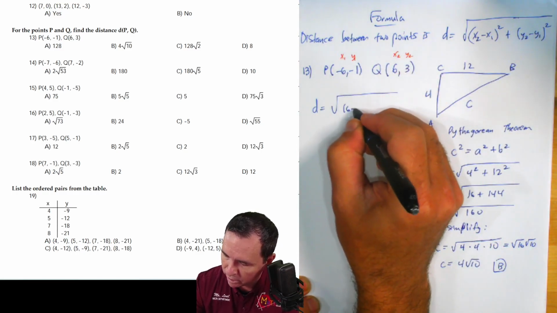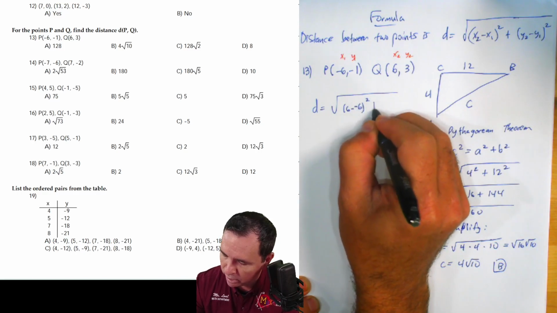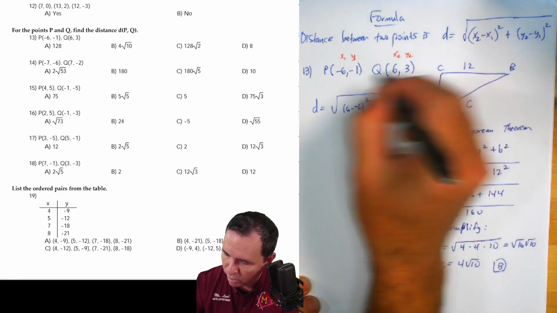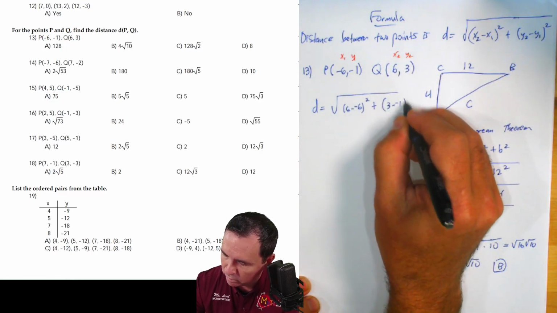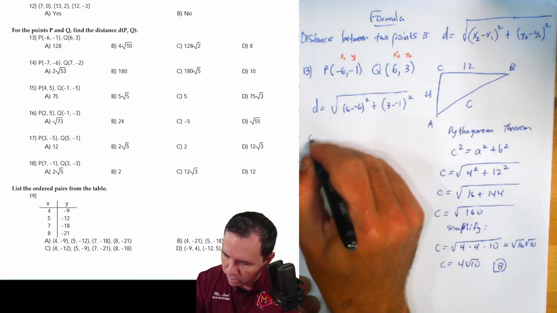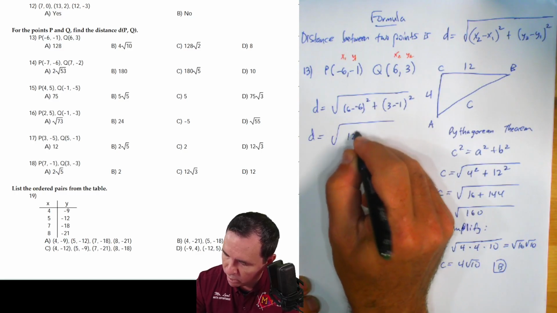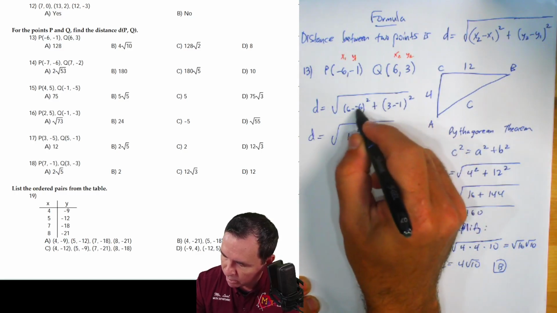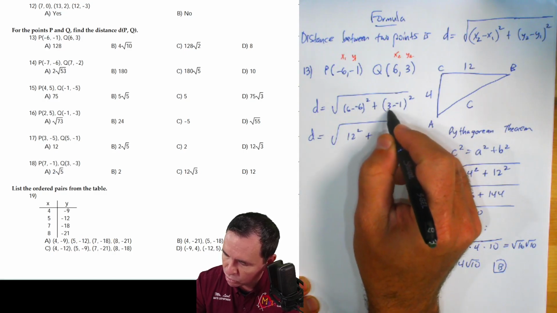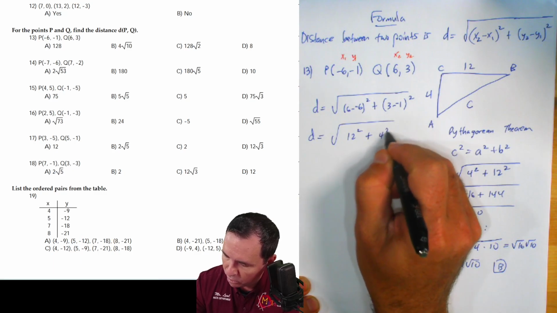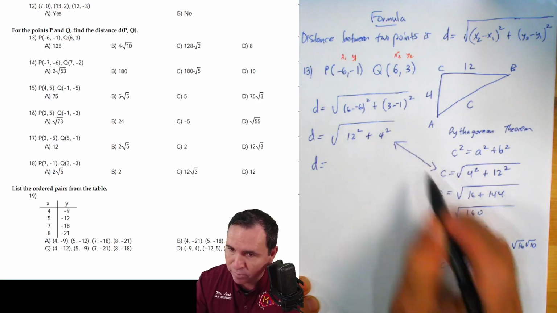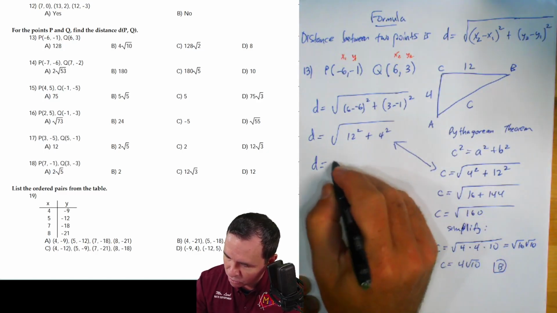It's going to be minus a negative 6 squared plus, and then it's y2, that's a 3, minus y1, which is minus a negative 1, squared, right? So this is going to be 12 squared plus, because two negatives make a positive. So 6 plus 6 is 12, and 3 plus 1 is 4. And notice we're back to that. Don't they look exactly the same? So it's the square root of 160.